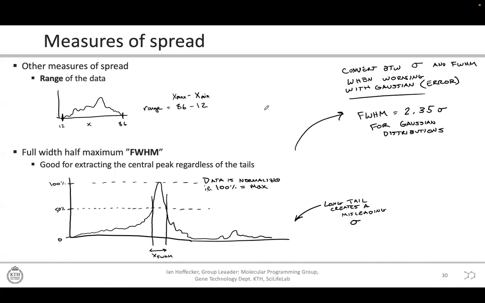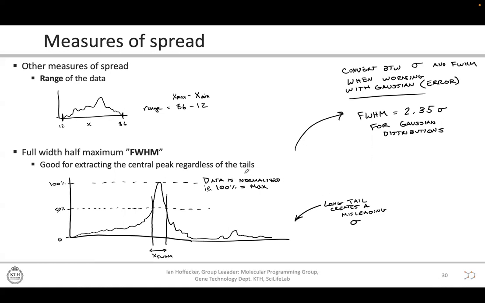But we have other measures of spread that can be useful in certain circumstances. So one basic one is the range: the difference between the max, the largest value, and the min, the smallest value in your data set. This can sometimes give you an idea of how spread out the data is.